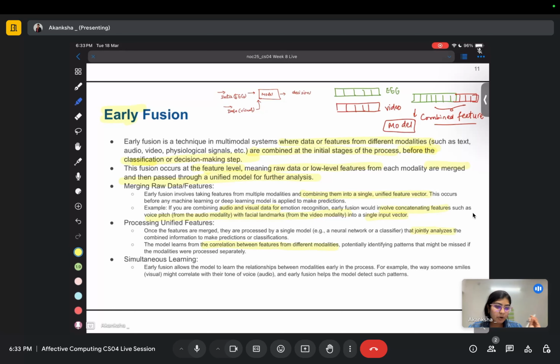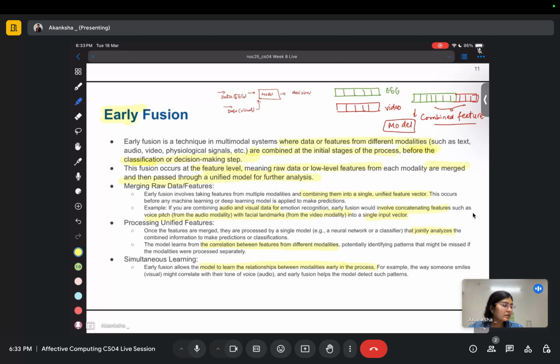So what this model does is it will find patterns, that whenever the person is experiencing happiness, then you are experiencing this smile on your face, as well as a certain region being activated. So yes, it identifies the patterns or the correlations between different modalities, and simultaneous learning is happening. It allows the model to learn the relationships between the modalities early in the process.